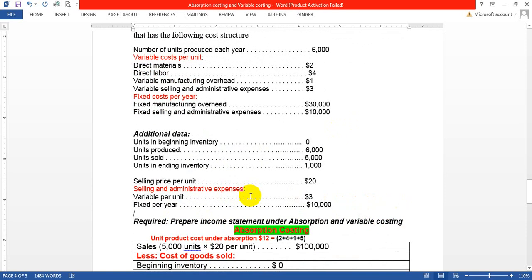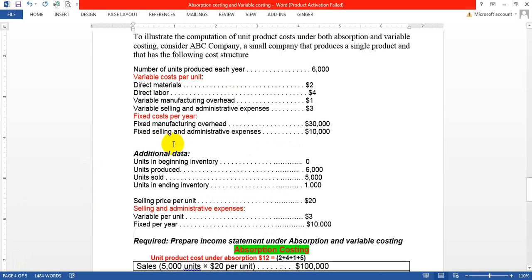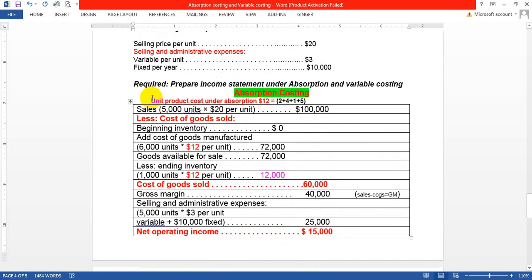First we will prepare the income statement under absorption costing. How can we prepare it? In the previous work we did sales less cost of goods sold equals gross margin, and then we deduct the operating expense and get net operating income. Again we will do the same thing here. We first write the unit product cost, which we calculated in our previous lecture. That was 12, right?